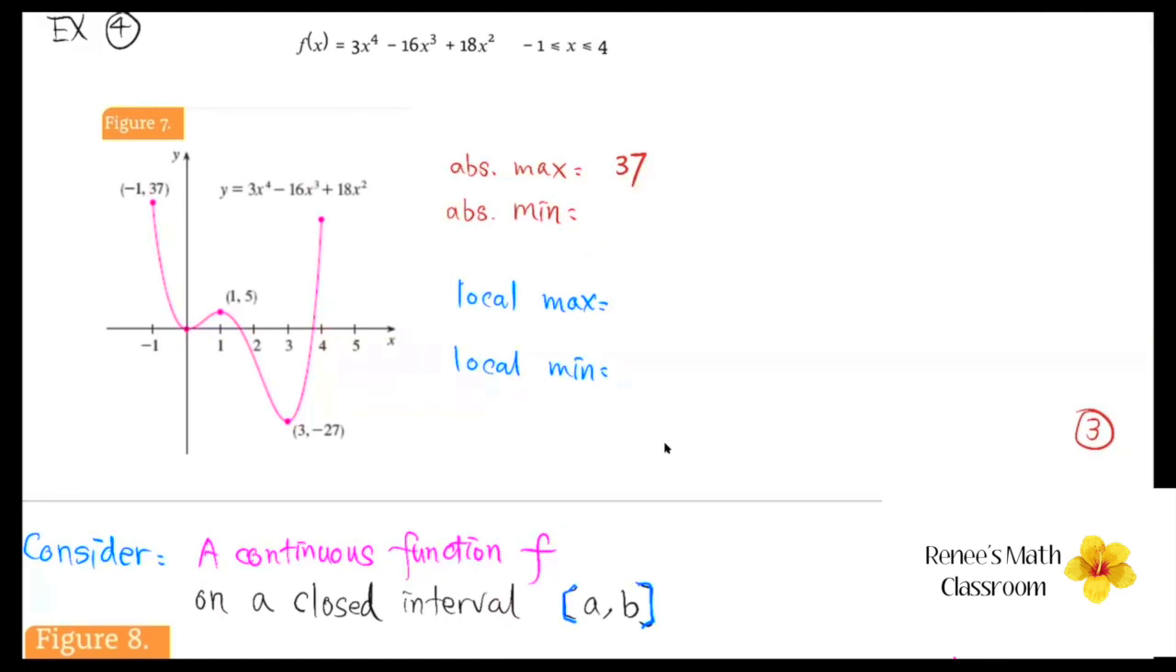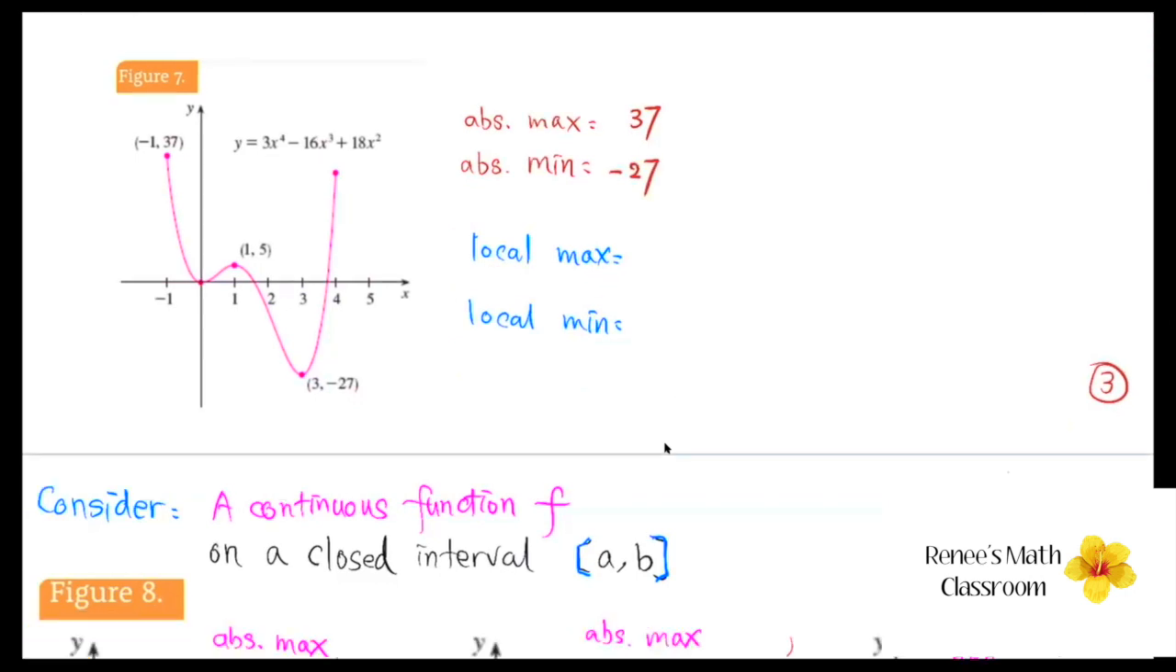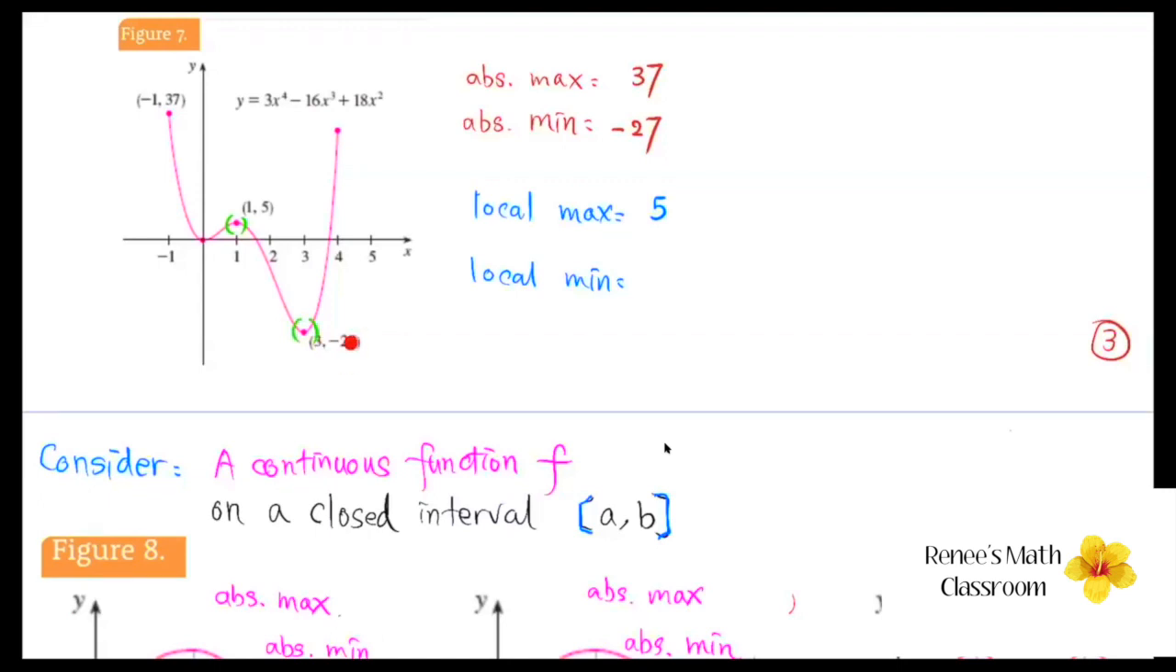What's the absolute min? Negative 27. You got it. What's the local max? 5? Yes, 5 over here. You see that at this point you can have an open neighborhood around it, and this one is the highest point in this open neighborhood. So the y value here is the local max. This one here is not local, because it doesn't have an open neighborhood, and this one doesn't have an open neighborhood either. What about the local min? Negative 27. In this neighborhood, this function value is the lowest. So negative 27. Good job.